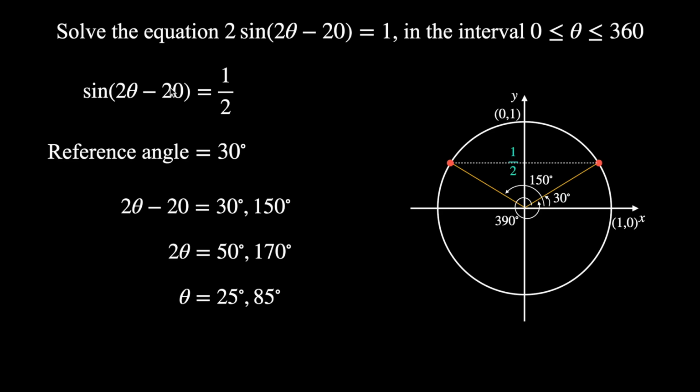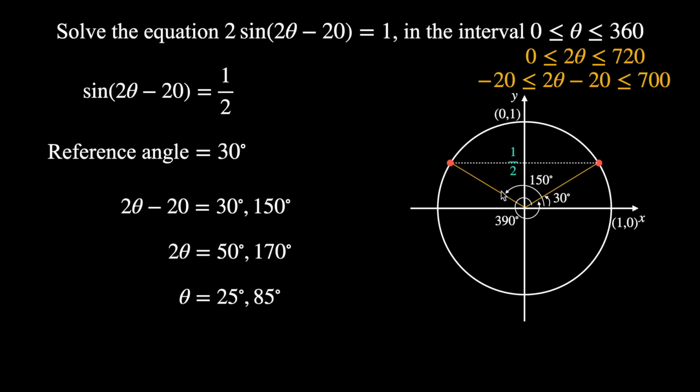So firstly, consider the interval for 2 theta. If the interval for theta is 0 to 360, the interval for 2 theta will be these bounds multiplied by 2. So the interval for 2 theta is 0 to 720, that's double 360. Then the interval for 2 theta take 20, to find that we need to subtract 20 from each of these bounds. So 2 theta take 20 will be between -20 and 720 take 20, which is 700. Okay, so for all of the solutions, we actually initially need to look at all of the angles between -20 and 700.